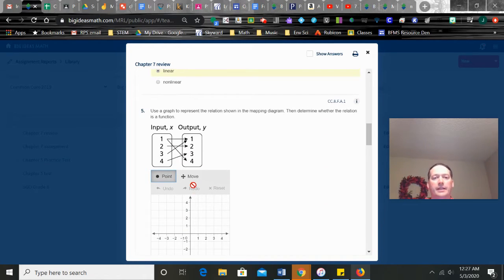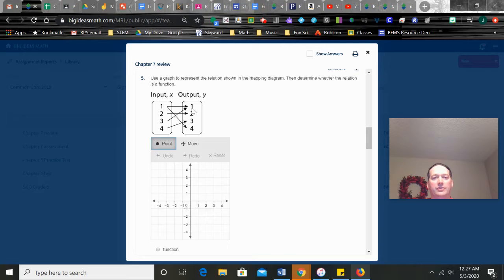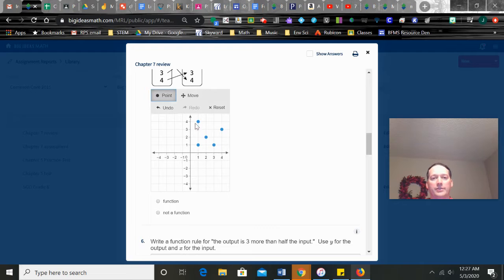Next one is use a graph to represent the relation shown in the mapping diagram. Then determine if the relation is a function. Okay, so we need to map all these points or graph all these points. So we have x, 1, y, 1, so 1, 1. Then we also have 1, 4, 2, 2, right here, 3, 1, 4, 3. Okay, so is this a function? The correct answer is no, because there are 2 y's for this single x term, so no.